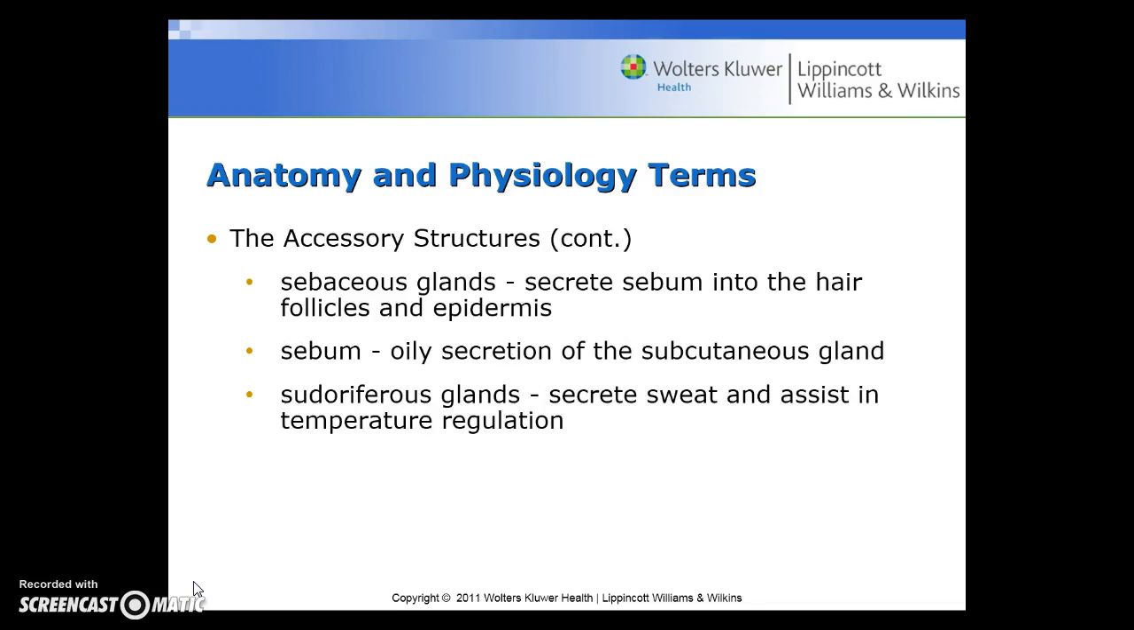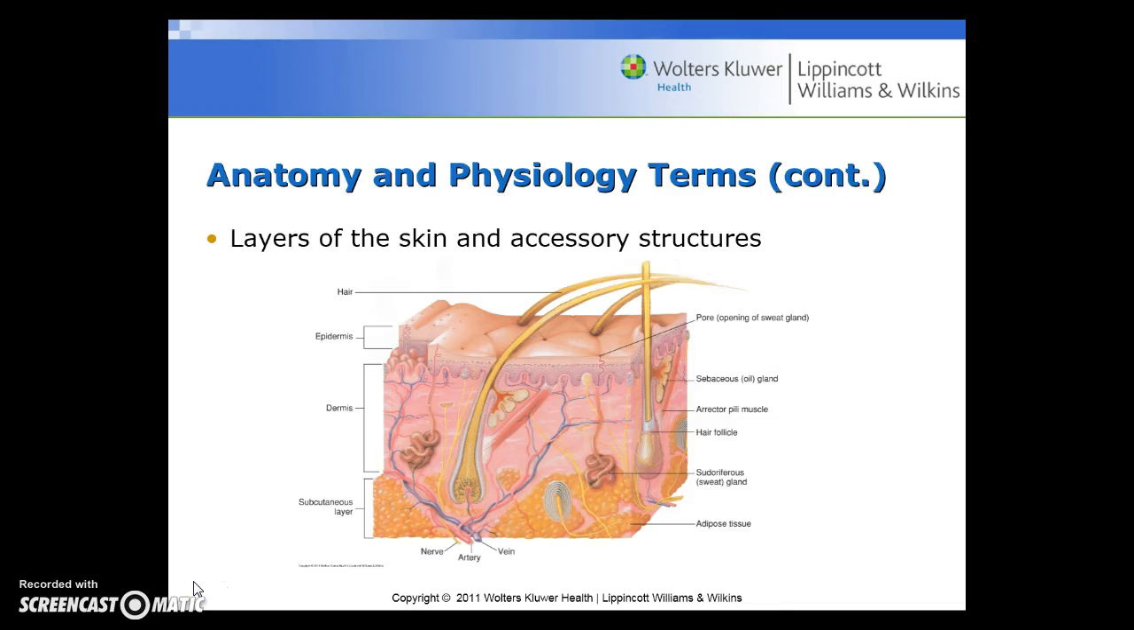Additionally, the sebaceous glands secrete sebum into the hair follicles and epidermis. Sebum is an oily secretion of the sebaceous gland, and the sudoriferous gland secretes sweat and assists in temperature regulation. Make sure you understand the layers of the skin and the accessory structures.